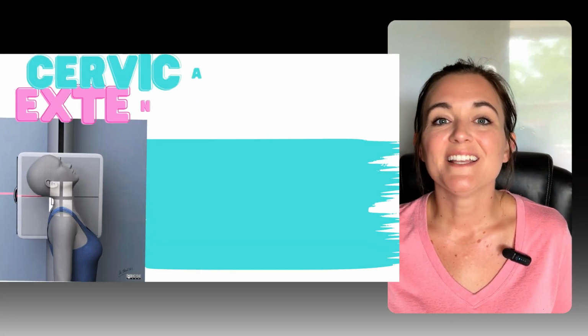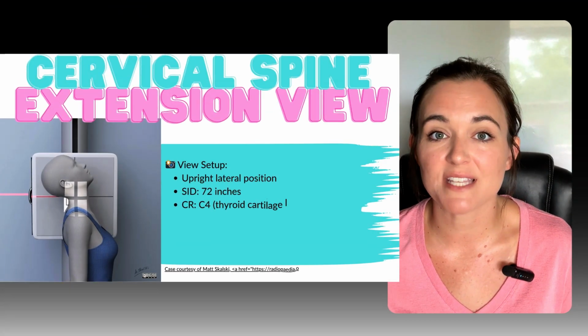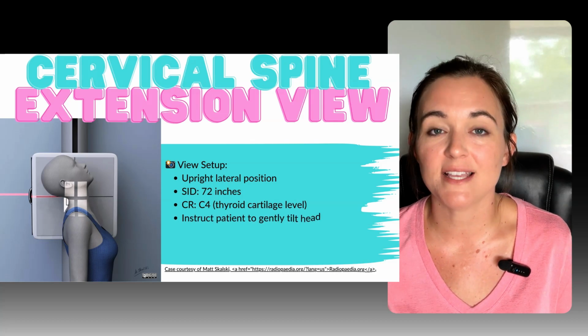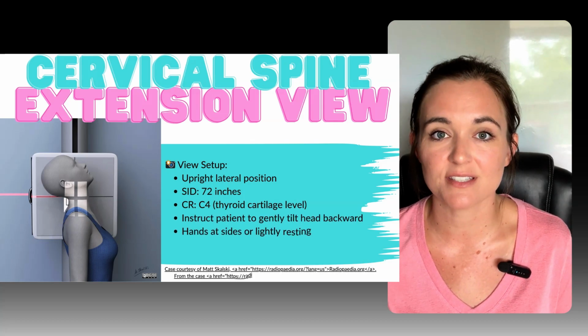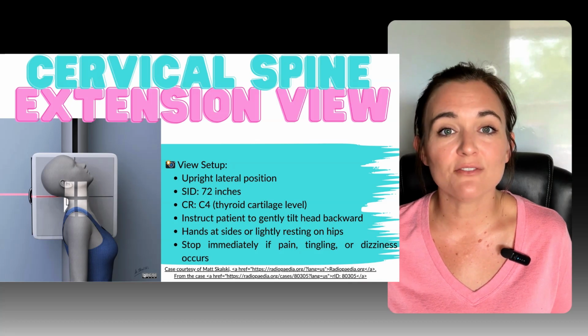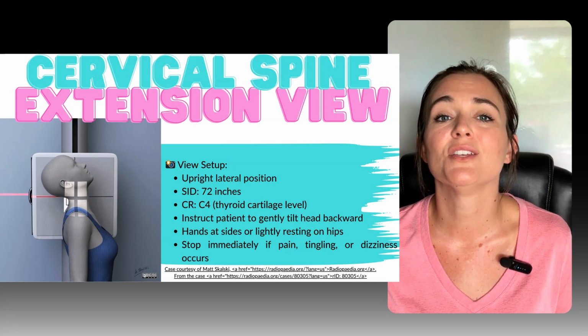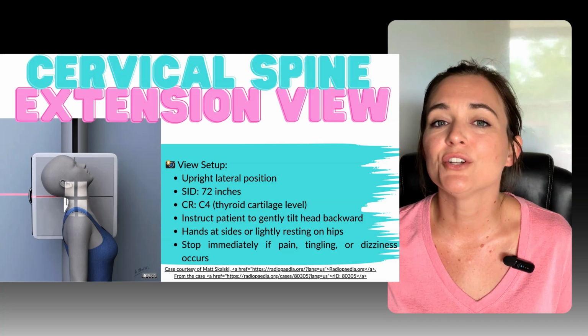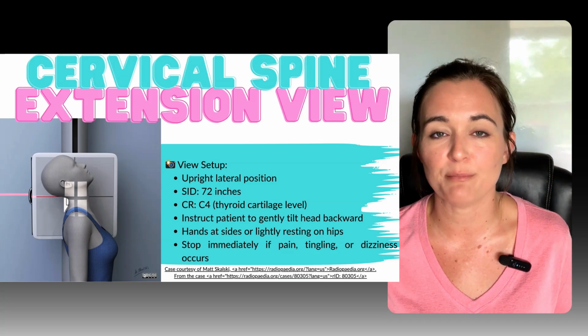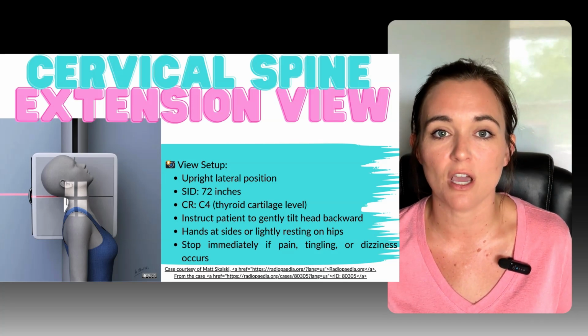All right, now let's go the other direction. Same patient, same setup, upright lateral, SID 72 inches, CR still at C4, but this time, instead of looking down, we ask the patient to look up. Again, slow and gentle. You're not asking them to crank their head back like a dolphin, just a calm, confident tilt of the chin upward.